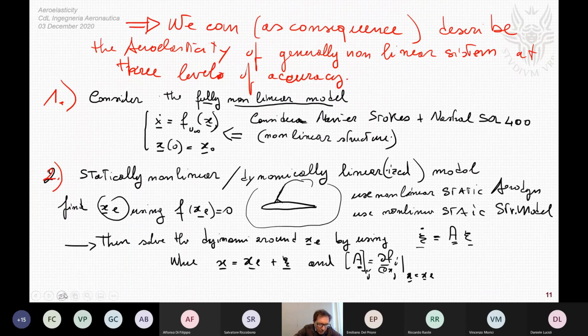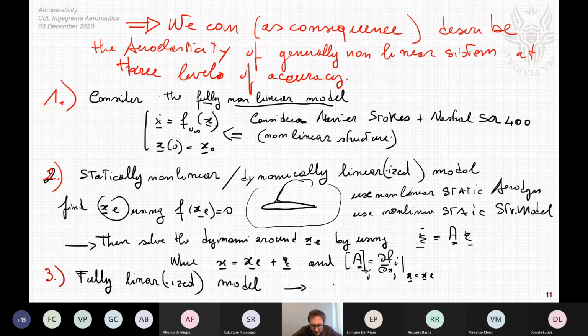And so the third level, I stop here. We have here a model which is fully linearized, fully linear or linearized. And this is the model we are considering.